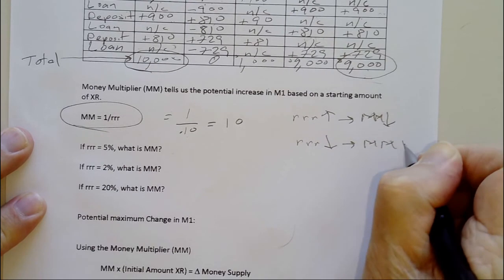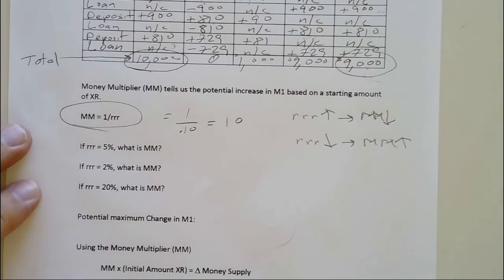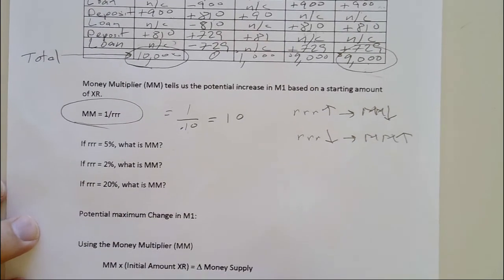You can see right now the Federal Reserve has a tool they can use that changes bank reserves and changes the money multiplier. So they have some mechanism to control monetary growth.